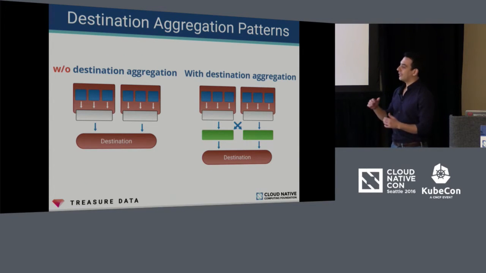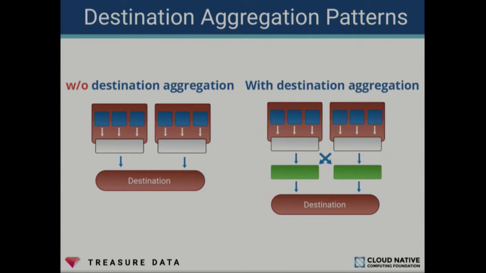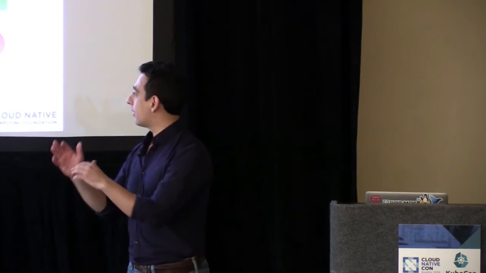Now, when we talk about the destination, when we are sending the data back to somewhere, without destination aggregation, we have this pattern. But with destination aggregation, we can make some interesting things. Because as you know, network fails, storage fails, things happen. So at some point, you would like to implement some kind of failover mechanism in which you can say, OK, I'm going to send the data to this destination, but also I want to have this secondary destination just in case something happens.